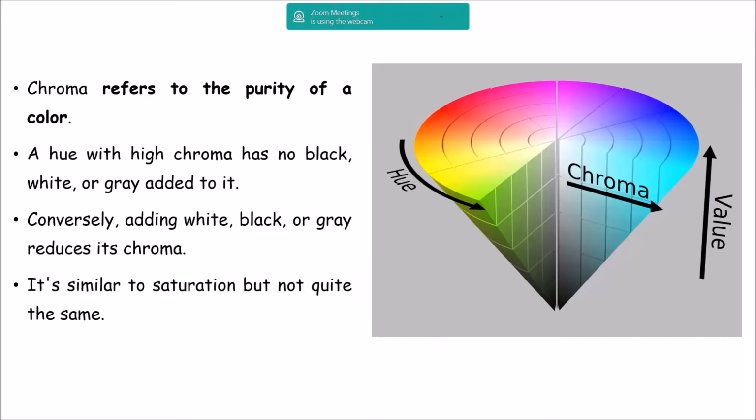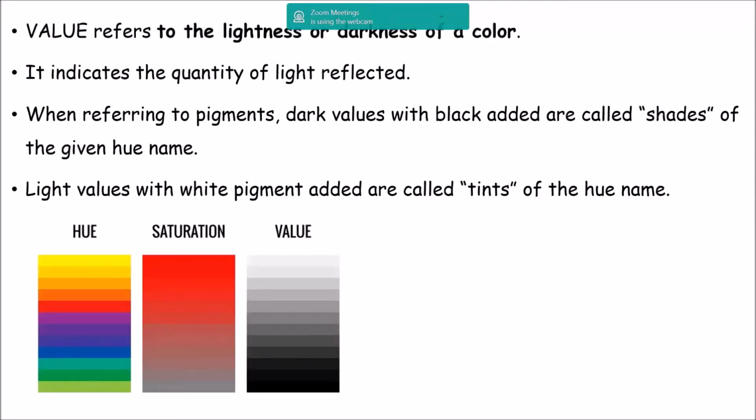What is chroma? Chroma refers to the purity of the color. When the hue with a high chroma has no black, white or gray added to it, that is called chroma. That's the true color. By adding white, black or gray, it reduces the chroma. The chroma will come down. So this is something again which we need to understand.